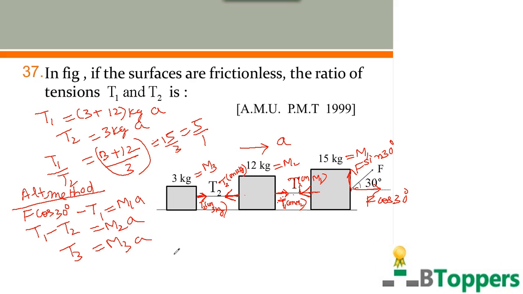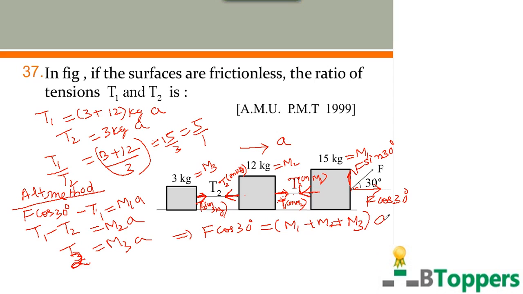If you add all the three equations, this is not T3, this should be written T2 only. The resultant force on M3 is equal to T2 in magnitude, which acts towards the right side. This must be corrected. So if you add all the three equations, minus T1 plus T1 minus T2 plus T2 gets cancelled. You get F cos 30 degrees equal to M1 plus M2 plus M3 into A.